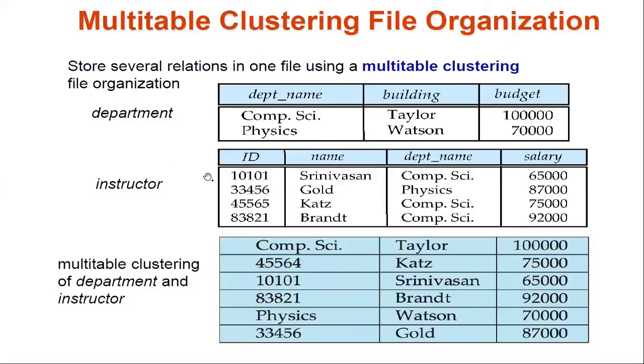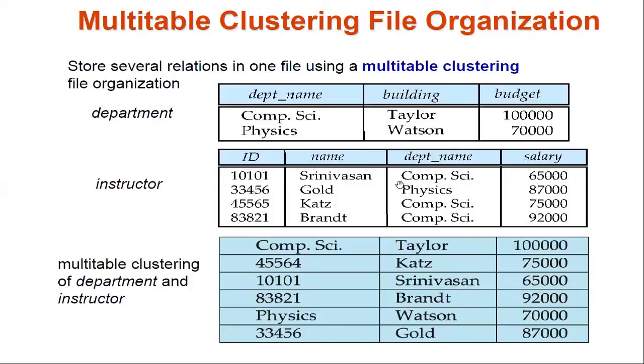Then, in the multi-table clustering file organization, you can combine two different types of relations or records in one particular file. Okay, so here you can see department name, building, and budget. Okay, there are 3 attributes here, and then here there are 4 attributes. Okay, so the department file has a different name, and the instructor file also has a different name.